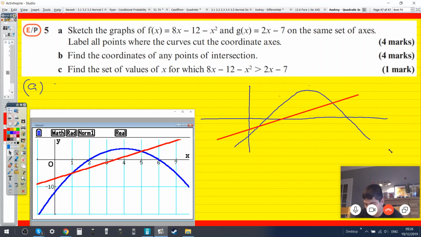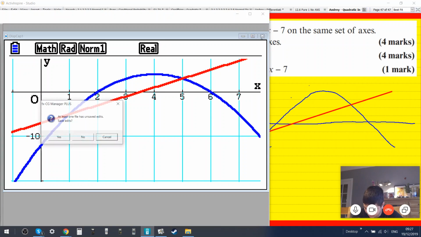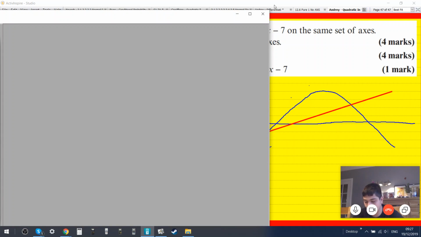Where it intercepts at the y-axis. Okay, find those. So for the curve, it intercepts at -12. Okay, great. And then I need to do it for the other line now, don't I? Yep.